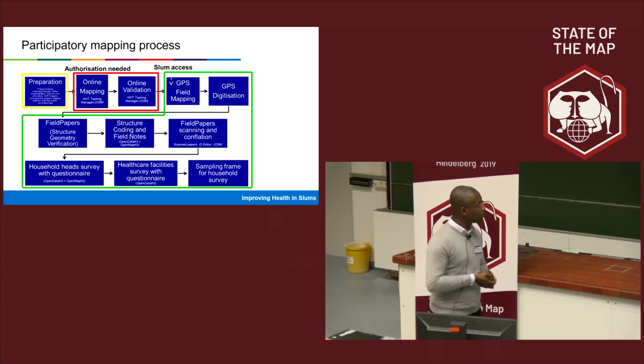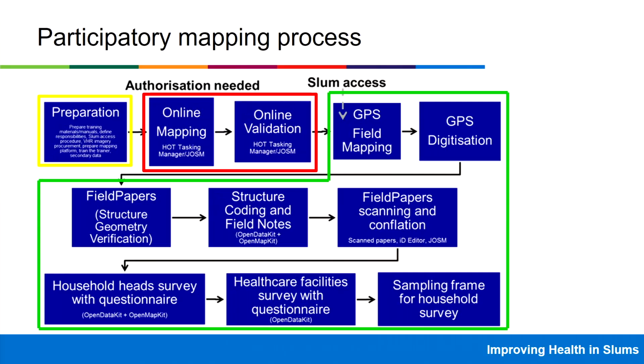So the participatory mapping process starts with the preparation steps, where we negotiate the slum access with local partners, and also prepare the mapping platform using HOT Tasking Manager. We procure satellite imagery, 50 centimeter satellite imagery. At this stage we also do the trainers and things like that. And we define responsibilities amongst ourselves at University of Warwick and that of the local partners across Asia and Africa.